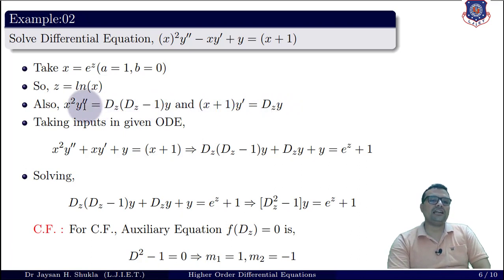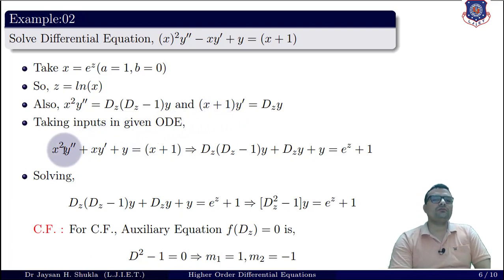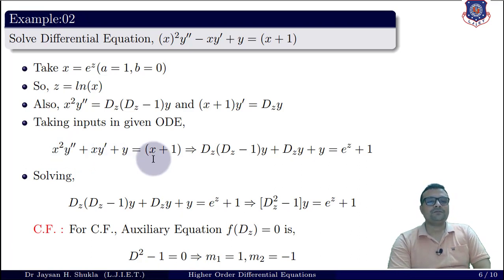Now taking x square y double dash and xy dash, over here it is x, by mistake it is written x plus 1, it is xy dash. So it will be x square y double dash plus xy dash plus y equal to x plus 1. Now this will be D(D minus 1)y plus D of y plus y equal to e raised to z plus 1. Simplifying this will give me (D square minus 1)y equal to e raised to z plus 1.